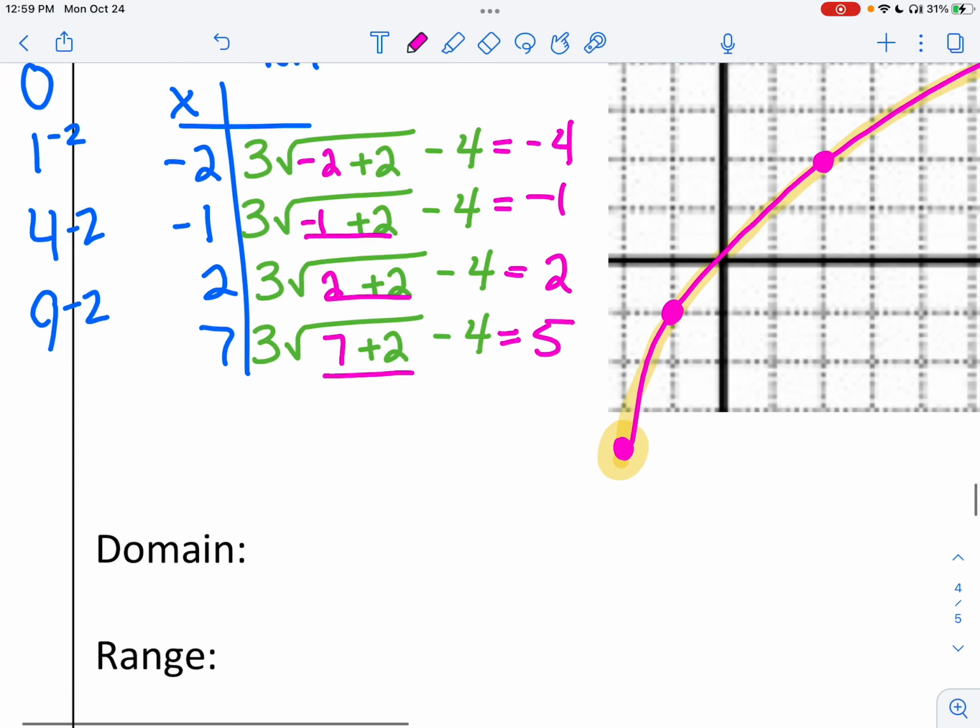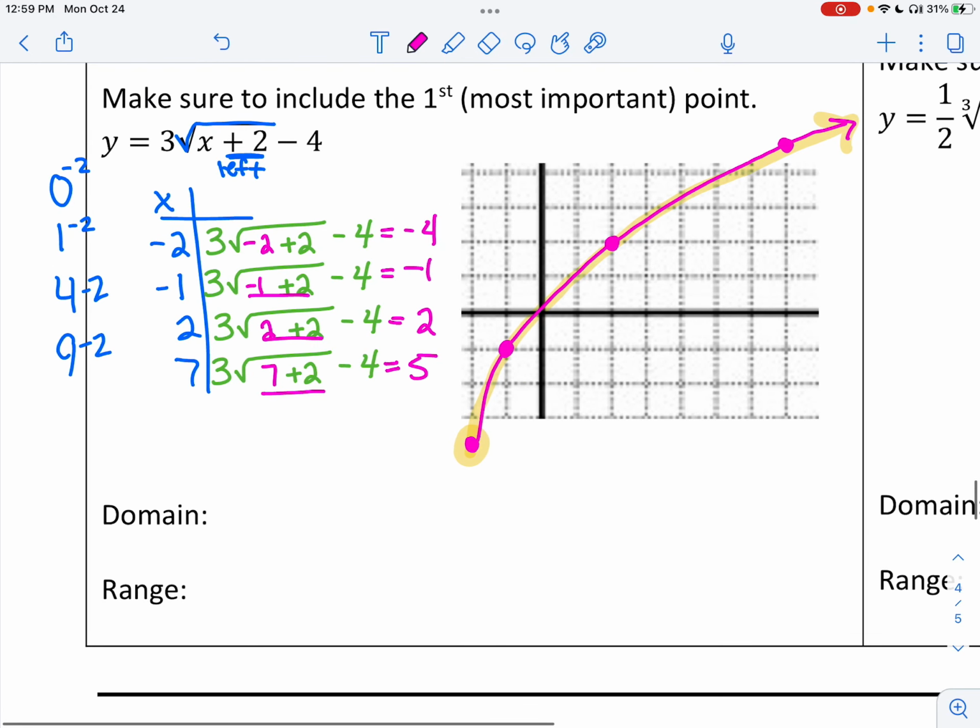So let's talk about our translations. Oh, by the way, the domain, great point. Domain has to do with this first x value. So usually it's x is greater than or equal to 0, but because it got moved to the left, it's actually x is greater than or equal to -2.